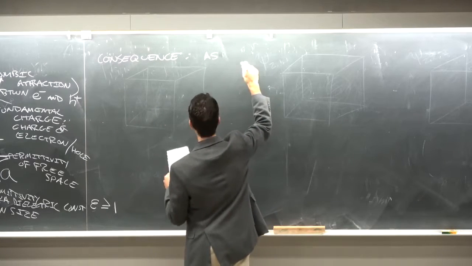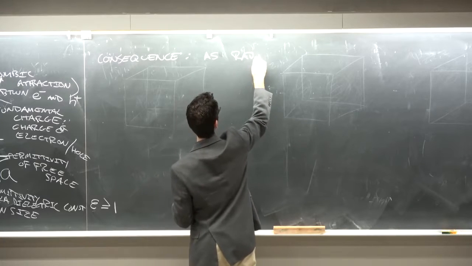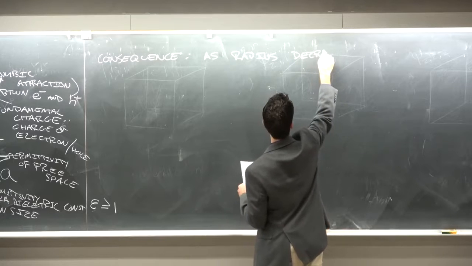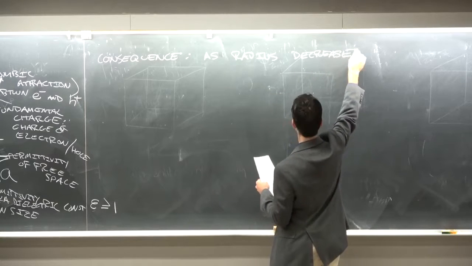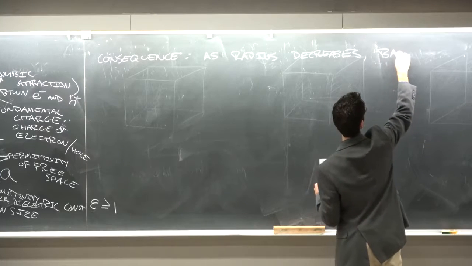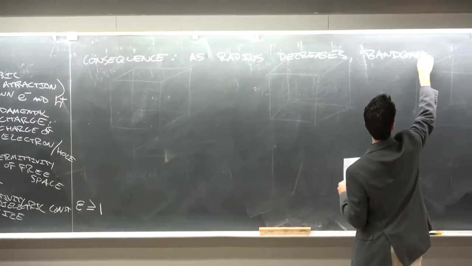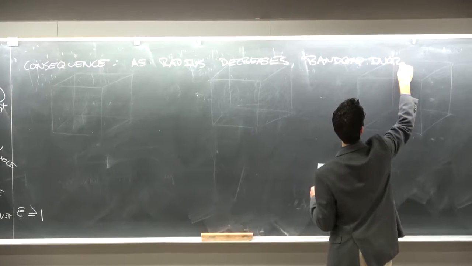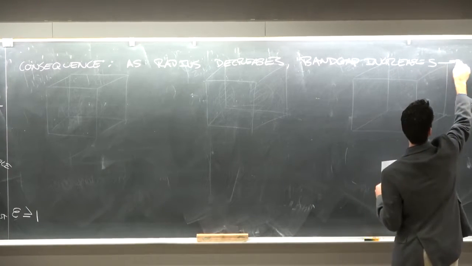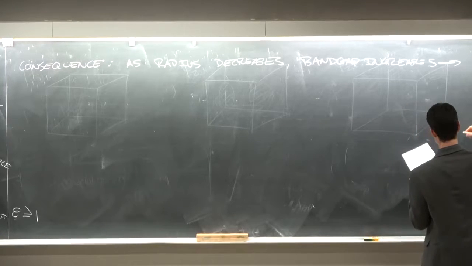So consequence, as the radius decreases, the band gap increases. Higher energy of photons.